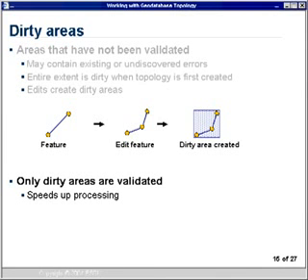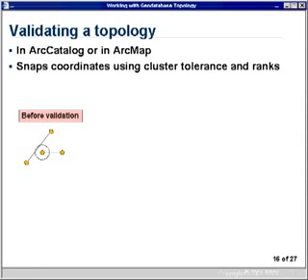So this speeds up the process, because when you first validate the topology, you have to validate the entire extent. But if you just make edits or fix errors that in turn make edits on your features, it only validates those areas that you've updated. So we must talk about validation now.